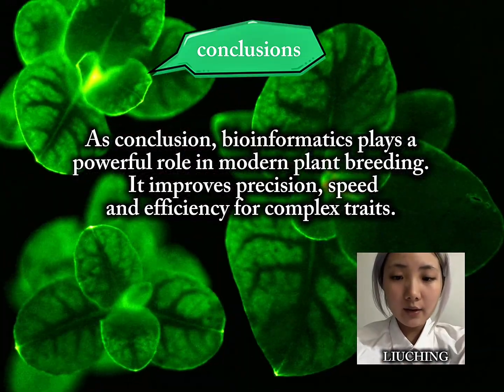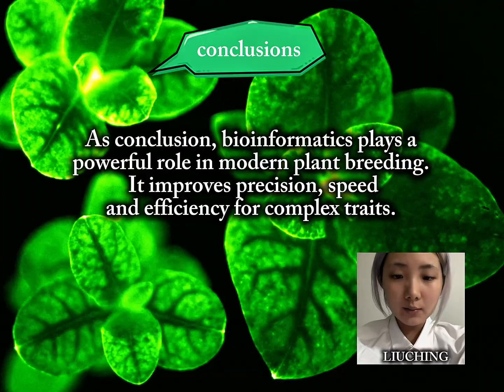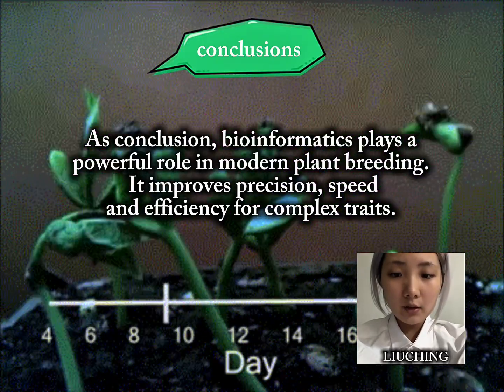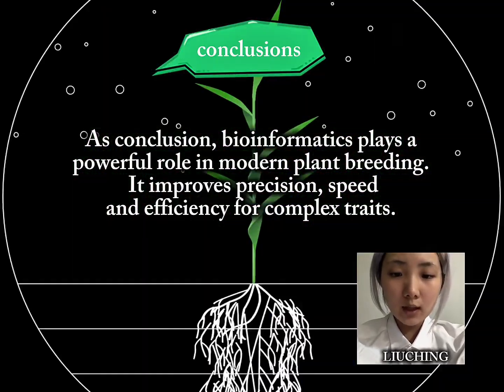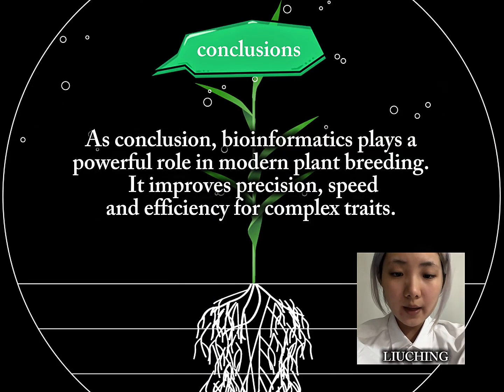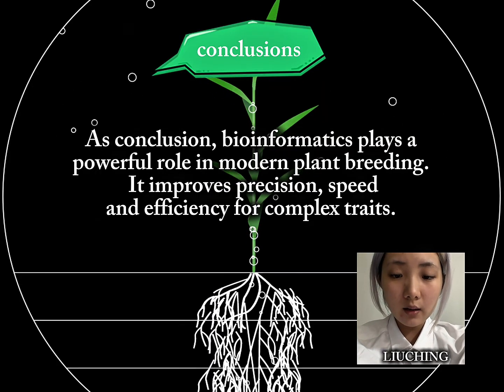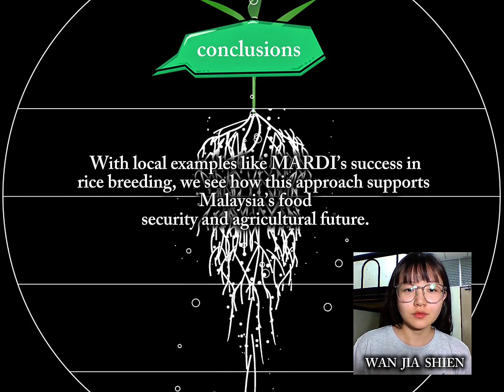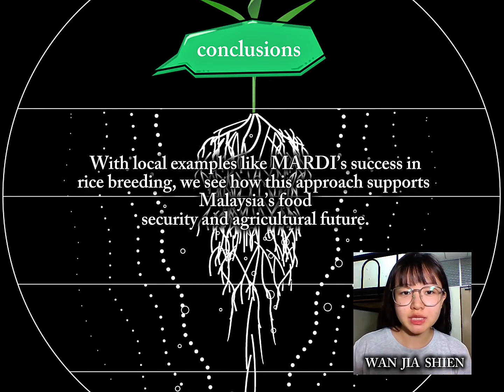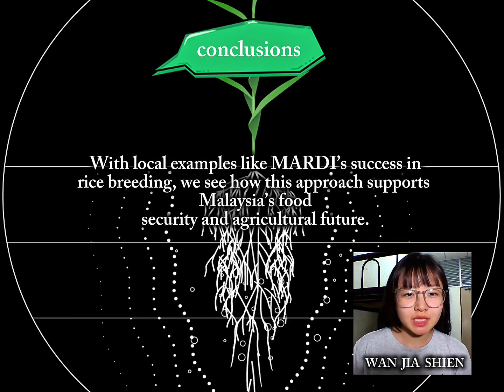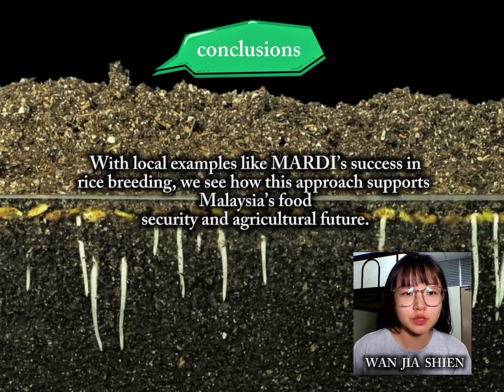Bioinformatics is very useful in modern plant breeding, helping us choose better plants more quickly and accurately, especially when traits are complex. With local examples like MARDI's success in rice breeding, we see how this approach supports Malaysia's food security and agriculture future.